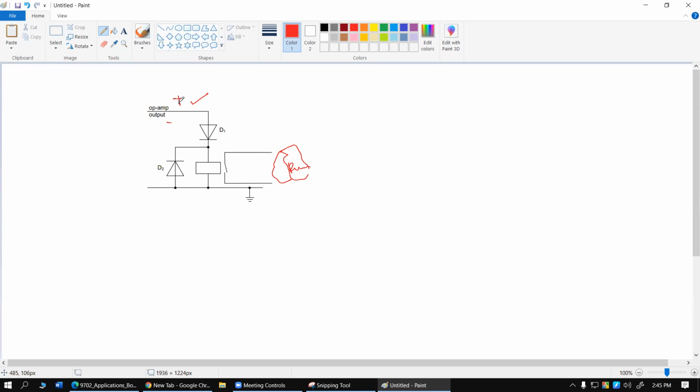So positive output basically means this is the high potential and this is the ground, which is zero potential, so current can flow through it. As a result, the solenoid will be charged, and this will happen. Now you might wonder, why do we have this thing? What is the purpose of this thing?